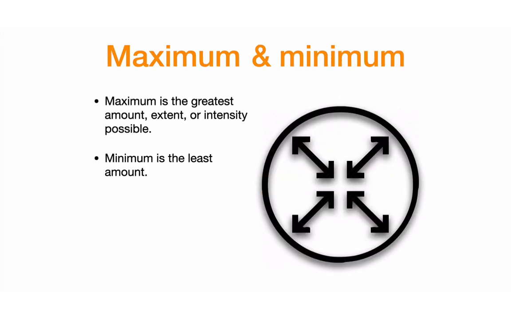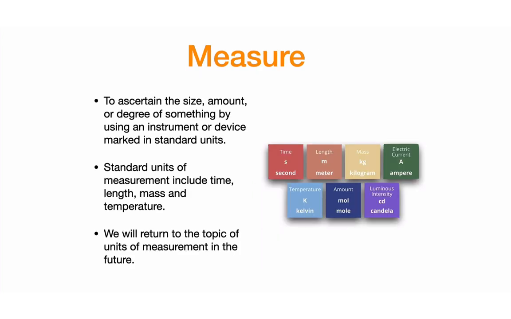Maximum and minimum. Maximum is the greatest amount, extent, or intensity possible. Minimum is the least amount. Measure, to ascertain the size, amount, or degree of something by using an instrument or device marked in standard units. Standard units of measurement include time, length, mass, and temperature. We will return to the topic of units of measurement in the future.